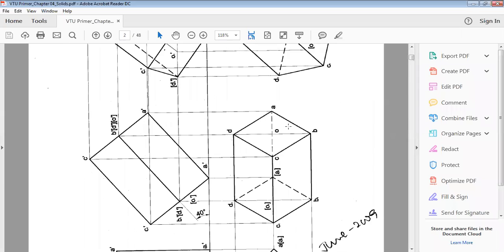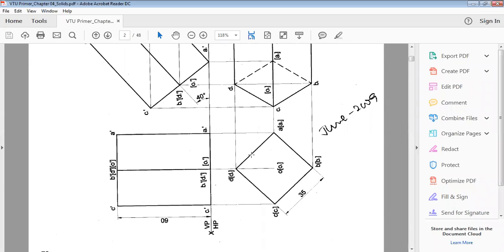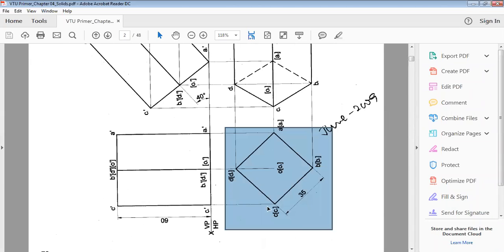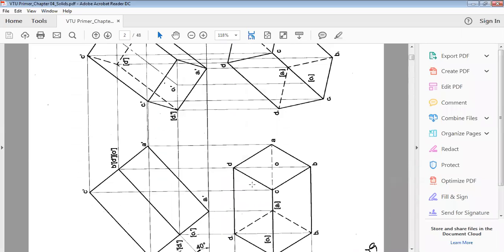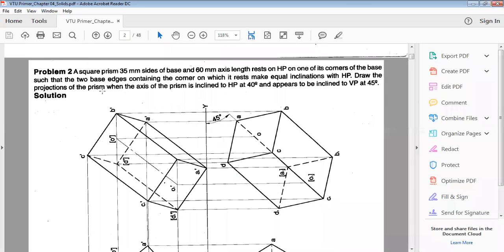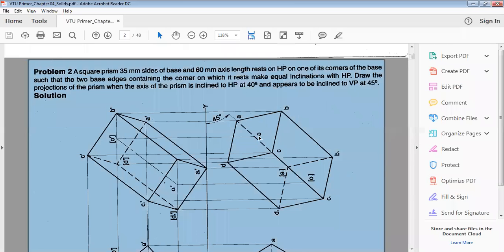So what is being given is, it is resting on one of the corners. So it is resting on corner C. That is why, again, it is resting on HP only with a corner. In this way, we are supposed to rest it in the first position. At the same time, what is being given in the second sentence is that the two base edges containing the corner on which it rests make equal inclination with respect to HP.